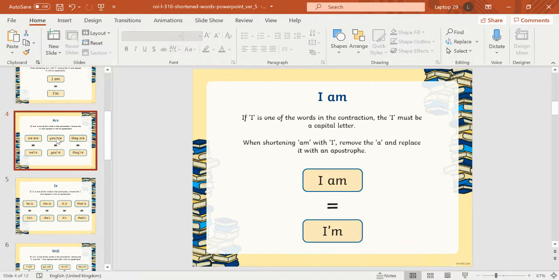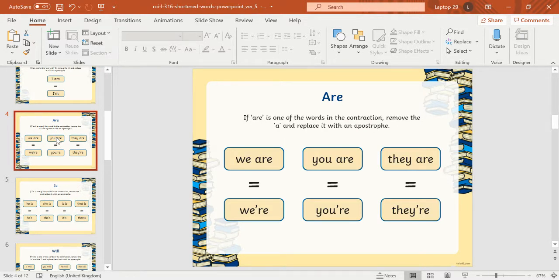So we have are. If are is one of the words in the contraction, remove the A and replace it with an apostrophe. So again, we've removed the A, so we have we are, and we've changed it to we're. And that's the same for you are, you're, they are, they're. So we've just taken the A out.